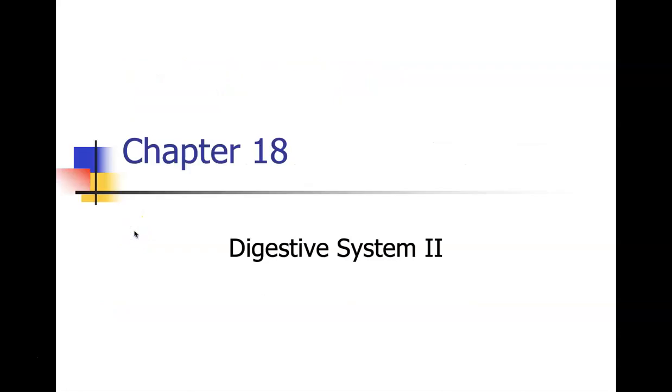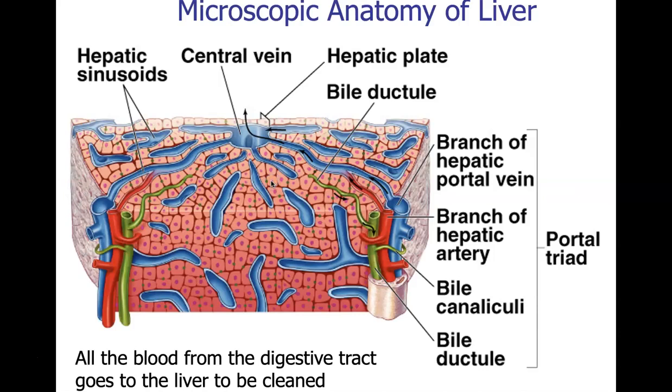So today we're into chapter 18, part 2 of the digestive system. And we're going to talk about some of the accessory organs that are part of this system. Okay, so we're going to start with the liver. Here's the microscopic anatomy of the liver. And remember that the liver is producing bile and then storing it in the gallbladder.